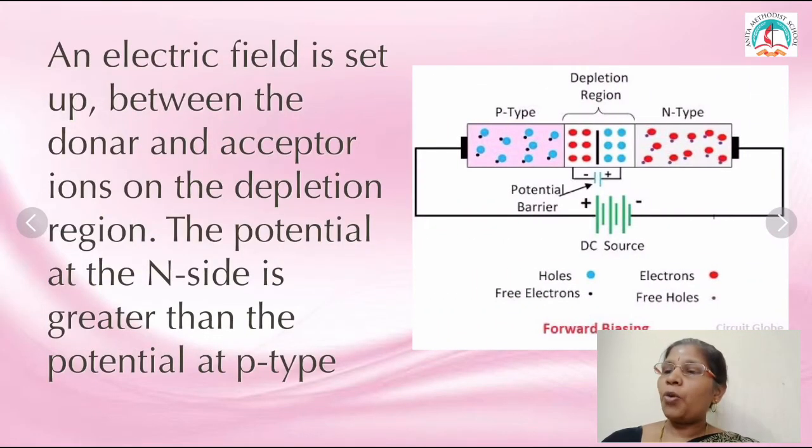Now, you apply an electric field between the p-type semiconductor and the n-type. See which one? The electric field is applied on the depletion region side.